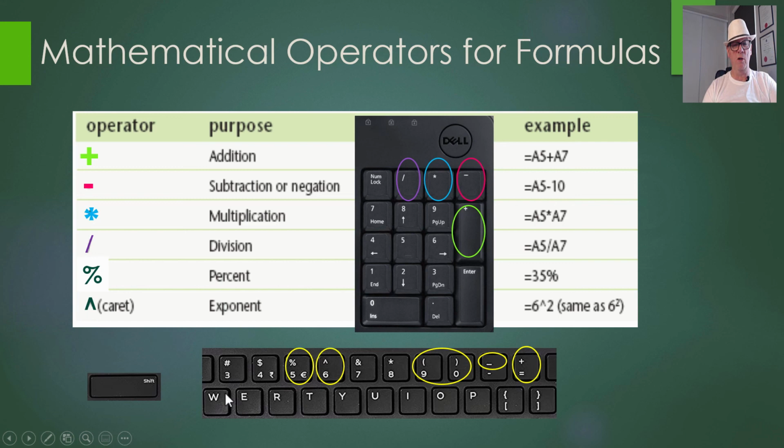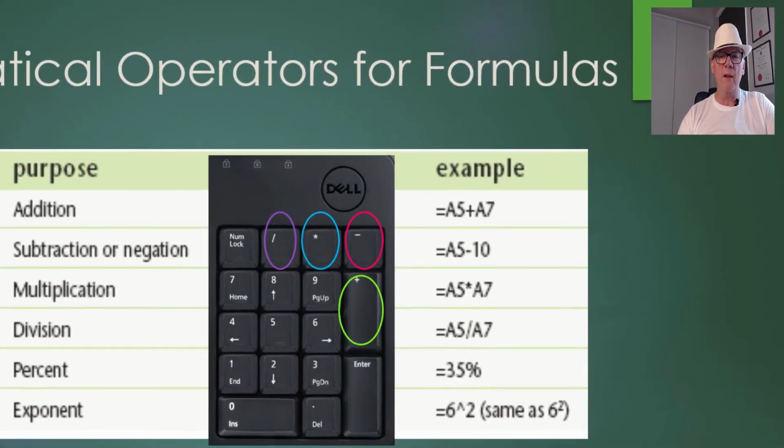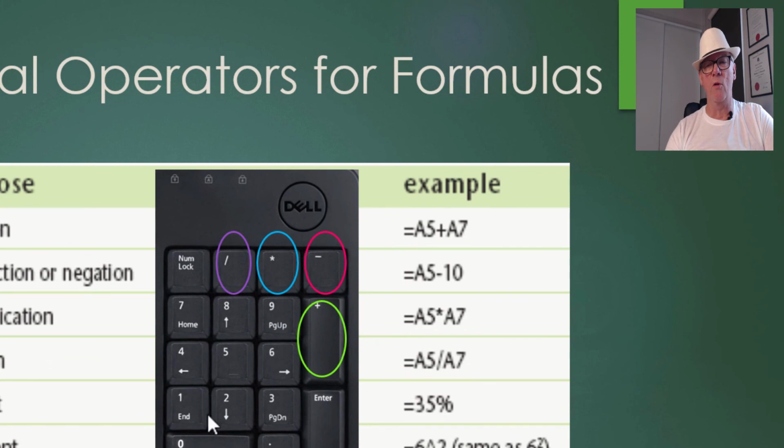Now the caret symbol, you'll have to hold down shift and do a 6 to get that. Likewise, if you're doing a percent, you'll have to do shift and 5 to get to that symbol. Now you can get plus and minus and brackets if you've got a complicated calculation to do from up here, but it's easiest just to go to the very right-hand corner of your keyboard.